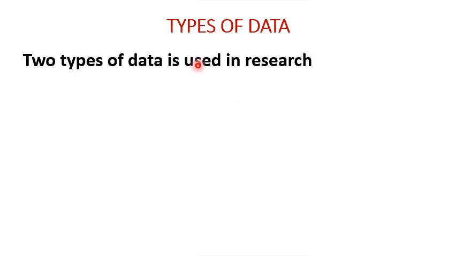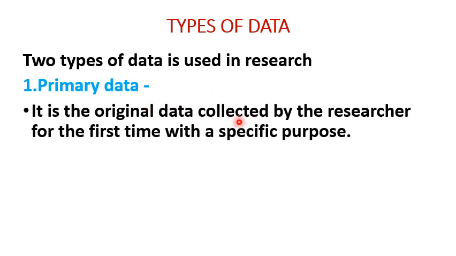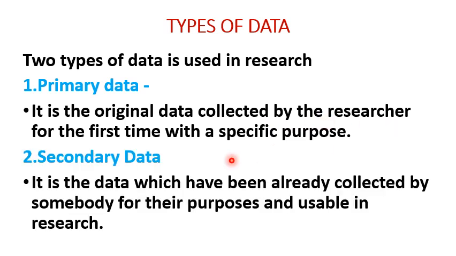Types of data. Two types of data are used in research. First one, primary data. It is the original data collected by the researcher for the first time with a specific purpose. So it is the original data collected by the researcher or his agents. Then the second one is the secondary data. It is the data which have been already collected by somebody for their purpose and usable in research. So it is not collected by the researcher. It is collected by somebody else for their purpose, but it can be used in research.